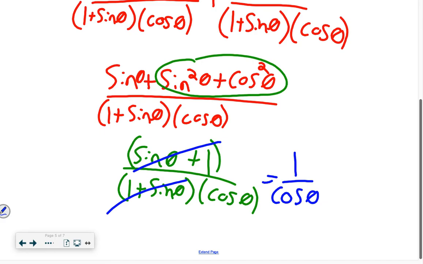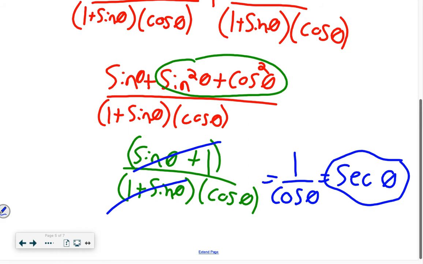So we're going to use the same identity as the last problem. 1 over cosine of theta equals secant of theta. And that would be your answer. We just simplified that ugly mess to be secant of theta. Okay?